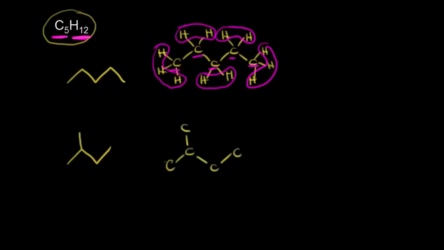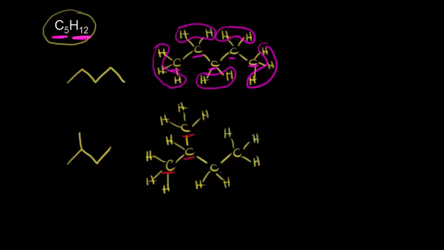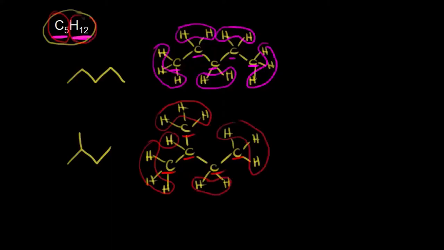Let's count up hydrogens. Carbon on the left has 3, so 3 hydrogens here. 3 hydrogens on this top carbon. There's only 1 hydrogen on this carbon, 2 hydrogens on this one, and finally 3 hydrogens on this carbon. So let's count up our atoms. We have 1, 2, 3, 4, 5 carbons, so that's C5. And then for hydrogens, we have 3 here, plus 3 gives us 6, plus 1 gives us 7, plus 2 gives us 9, and 3 more for a total of 12. So C5H12 is the molecular formula for this compound.